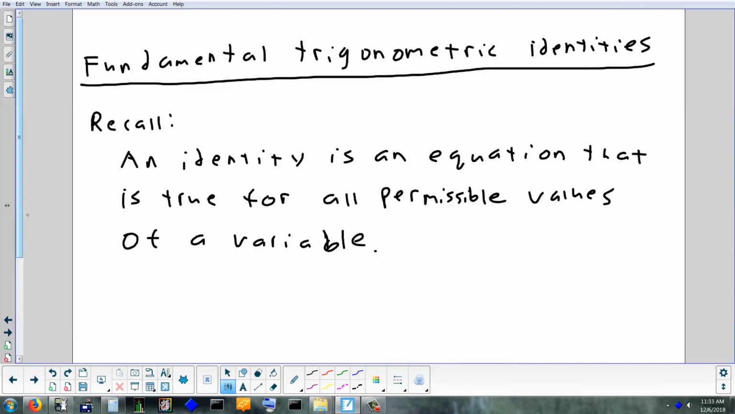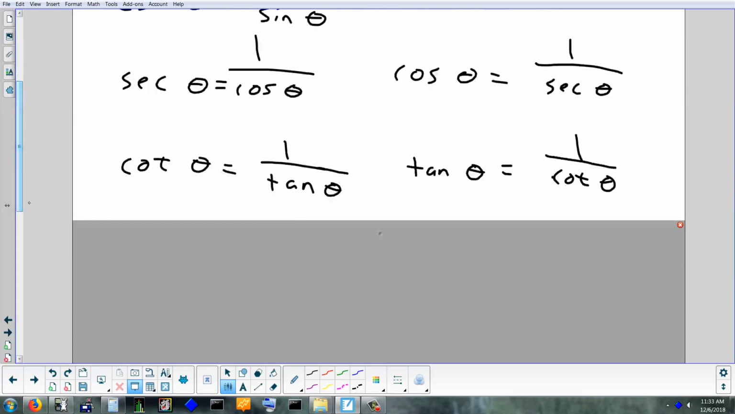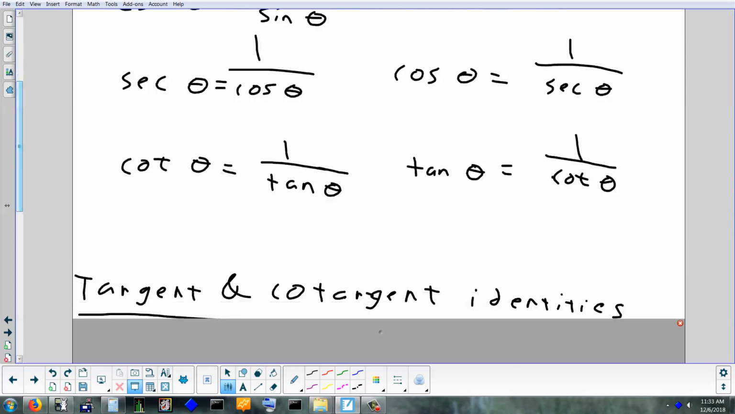All right, so these identities that I'm giving you, these are what we call the fundamental trig identities. This is one group of them, the reciprocal identities. Okay. The next group is the tangent and cotangent identities. Can someone remind me again, when we do unit circle trig, what letter is sine equal to? Y. Cosine? X. And what's tangent? Y over x. Tangent is y over x.